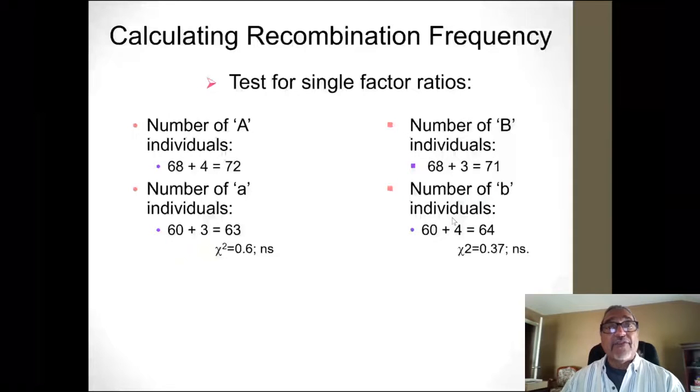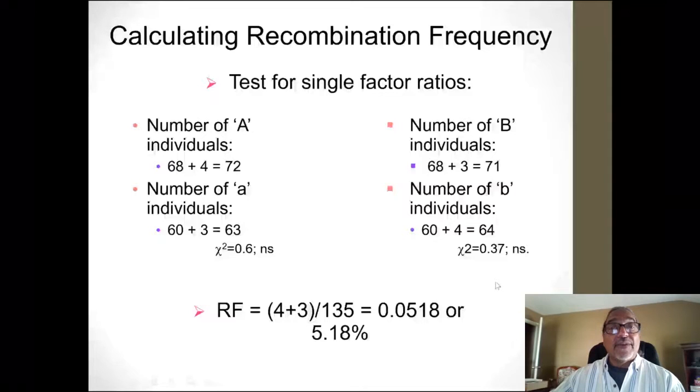And in this case, we add them up and we can see that we have the expected 72 cap A, 71 cap B, 63 small a, 64 small b, and we calculate the chi-squares based on our expectations. What should it be? 50-50. And it turns out our chi-square values are non-significant. So we do not see a deviation from our expectation. So we can continue with the analysis.